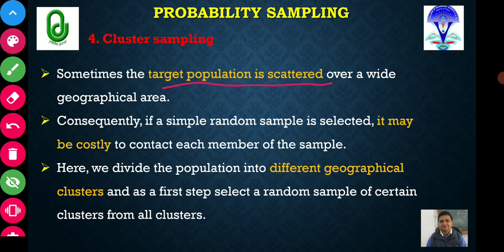Consequently, if simple random sampling is selected, it may be costly to contact each member of the sample, because in simple random sampling you have to contact each and every member of the population. So here we will divide the population into different geographical clusters, and as a first step select a random sample of clusters from all the clusters. Out of those clusters we will be selecting a few clusters.